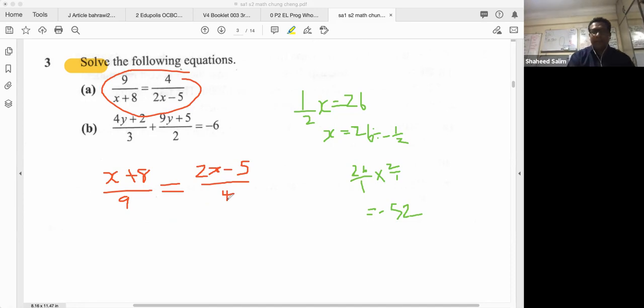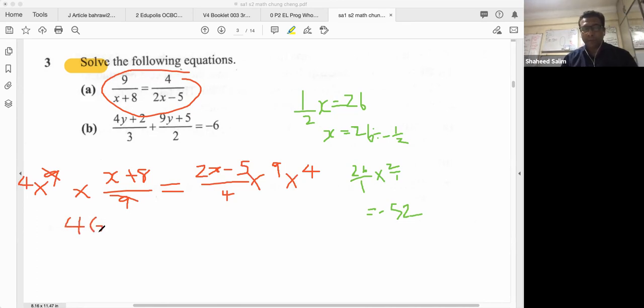Now down here, I can get rid of the 9. I can times by 9. You see, I get rid of 9, but I must also times down here. This side, I can do like that, Shafi, because it's an equation. Then I can also times by 4. Why when I times by 4? I only get rid of this 4, so I must also times by 4 here. So what happens now? 9 cancels. I'm left with 4 bracket x plus 8 equals to, this 4 down here, cancel.